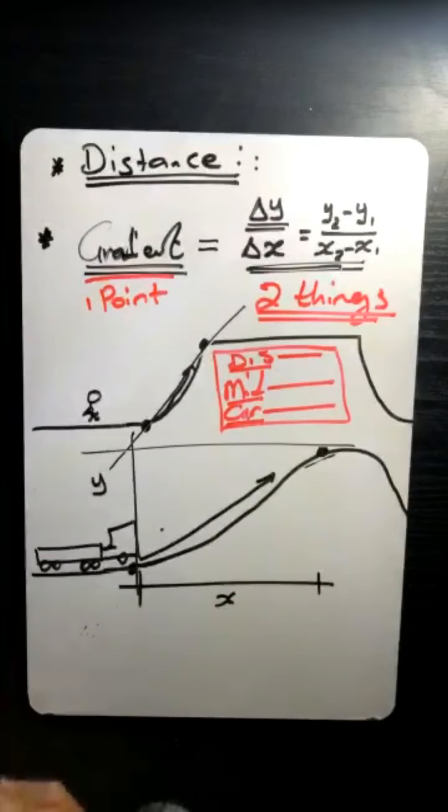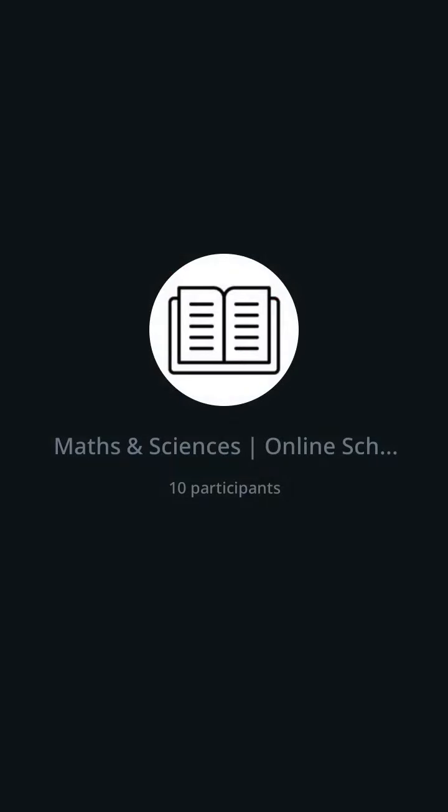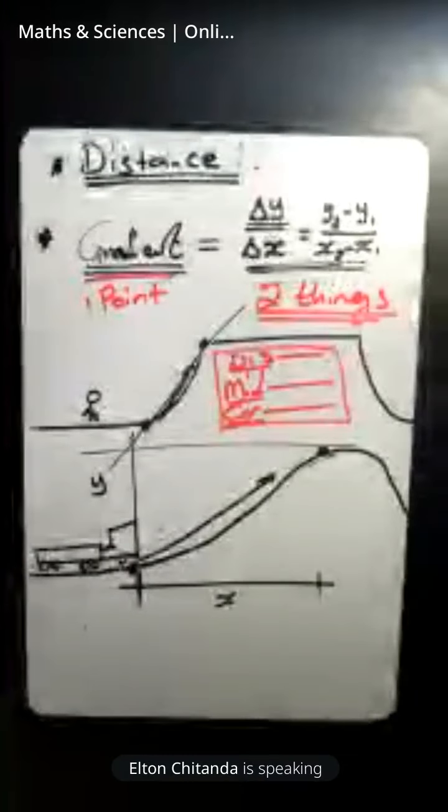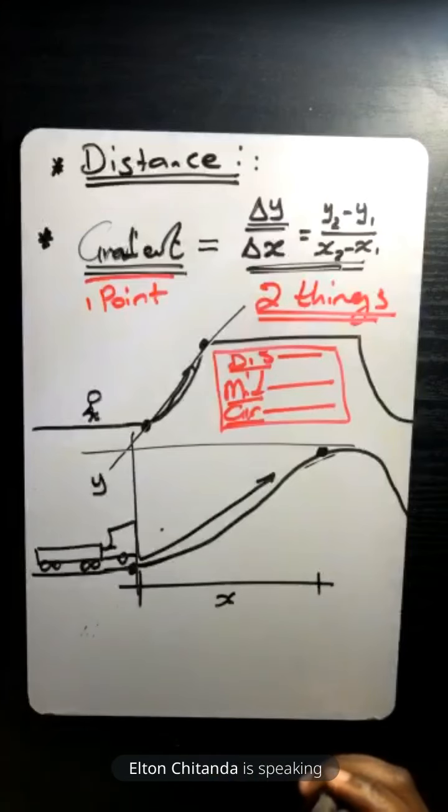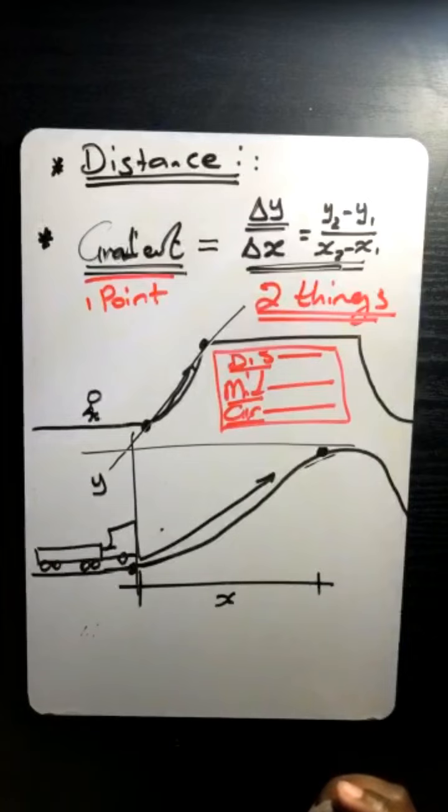Last one to confirm. Sir, what about Yebo. The tan theta is equal to m? Does that count as a gradient formula? Yes, it does, Mr. Elton.